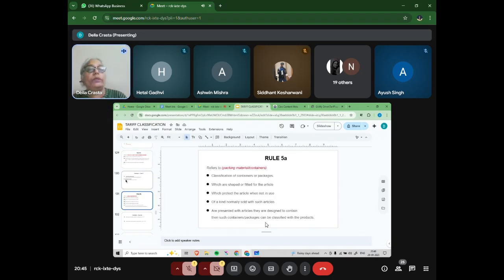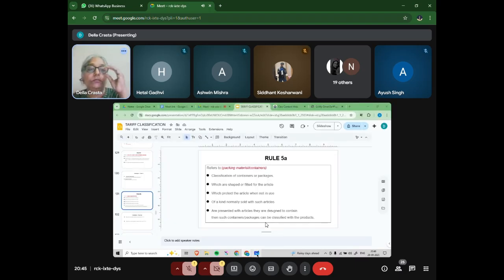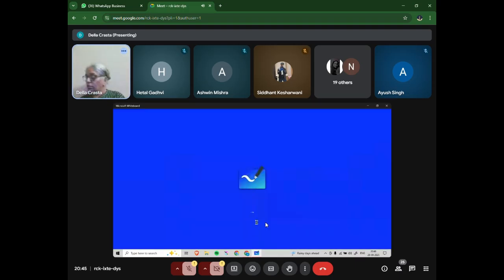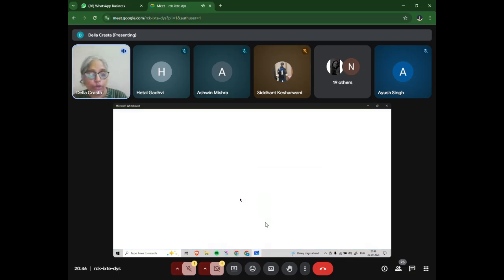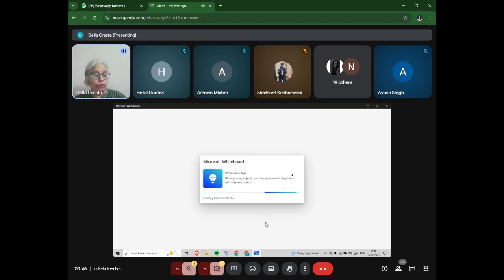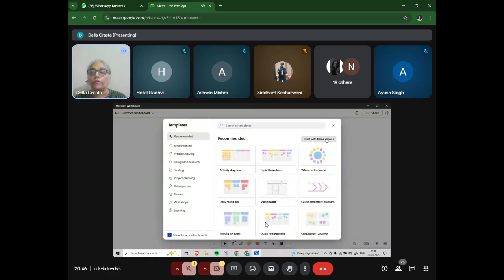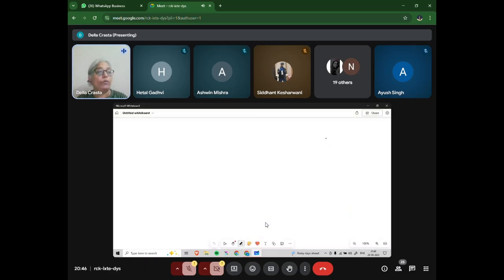Okay, now wait, let me just take you to the whiteboard. Now I'll give you all the product names. I just want you to tell me where you think this classification should be applied, and what general interpretative rule you should apply while doing this classification. Okay, I'll just write the product name on the board.